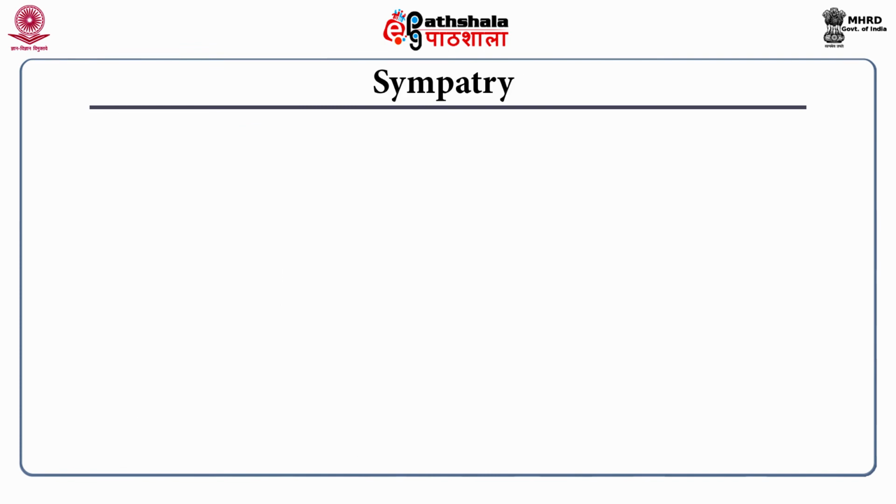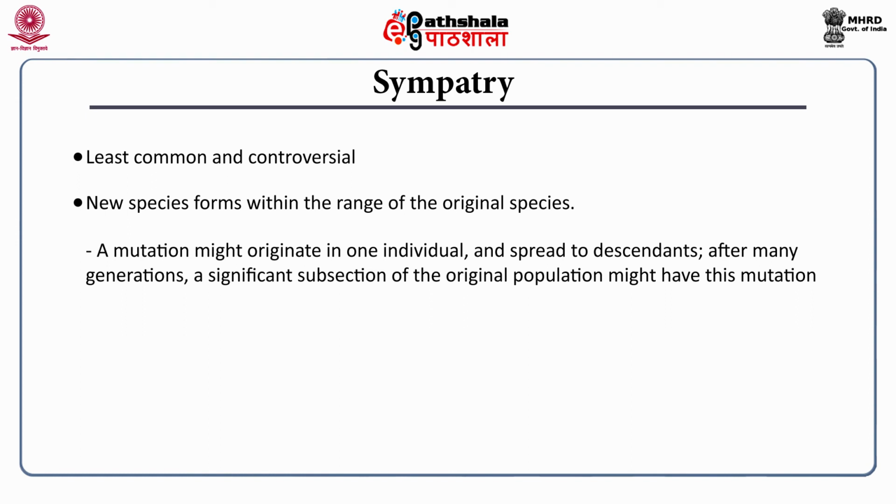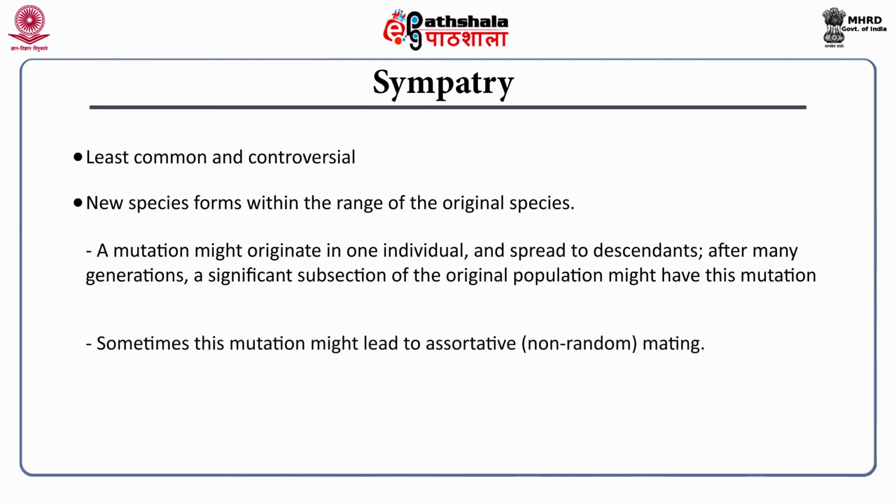Next is sympatric speciation, which is the least common and is highly controversial. A new species forms within the range of the original species. A mutation might originate in one individual and spread to the descendants. After many generations, a significant subsection of the original population might have this particular mutation. Sometimes this mutation might be related to reproductive isolation, or it might lead to associative mating, that is, a non-random mating, where members of a species mate with preferred members of that species.